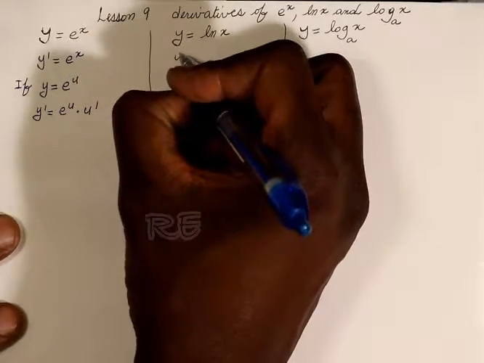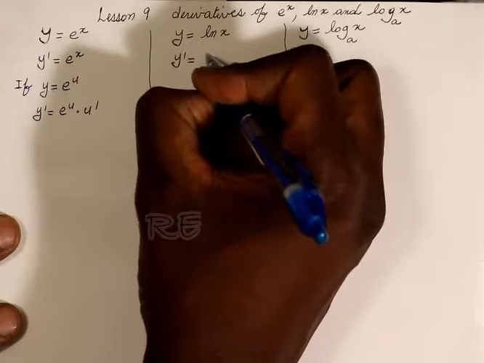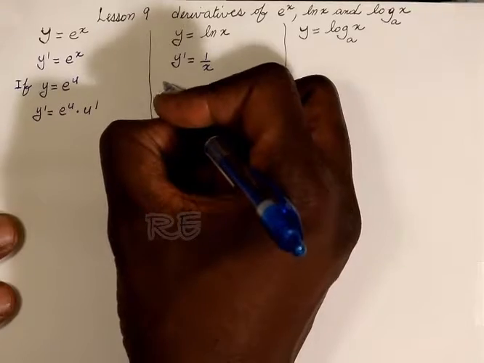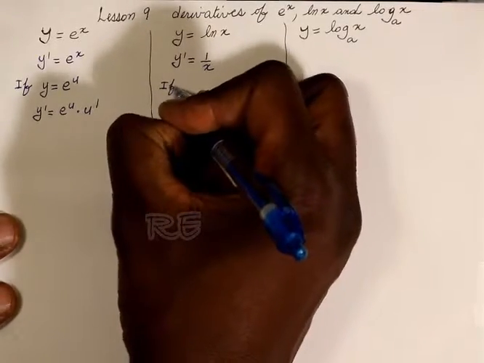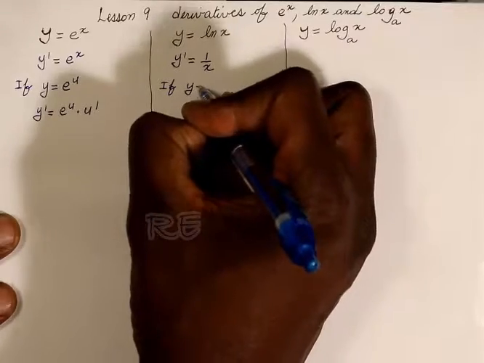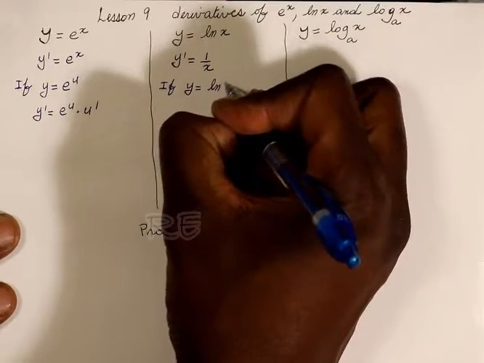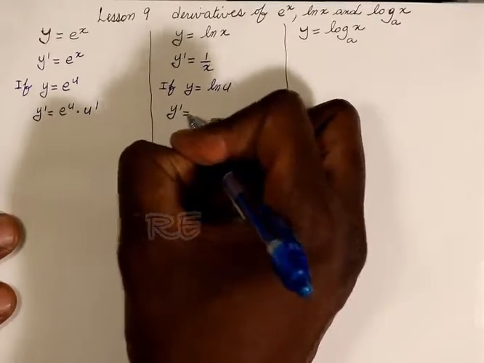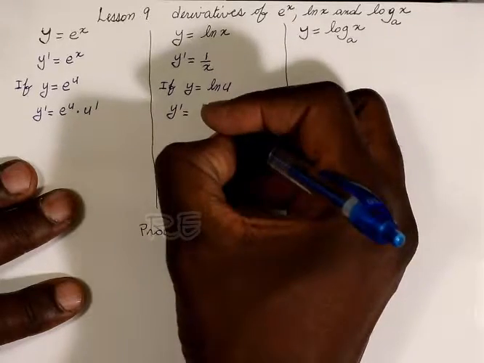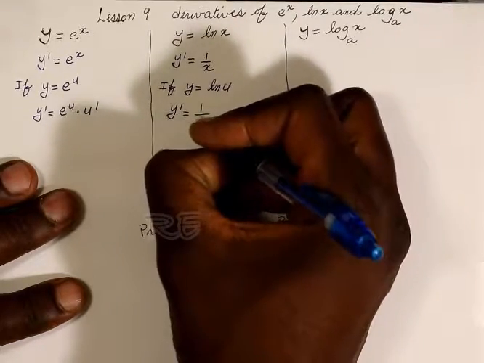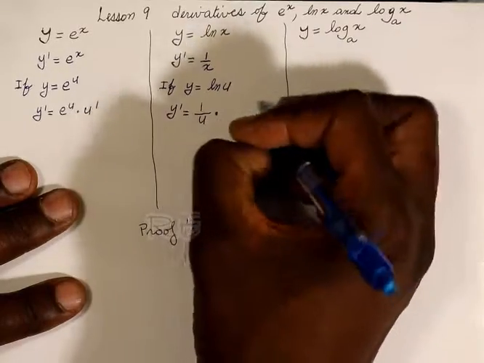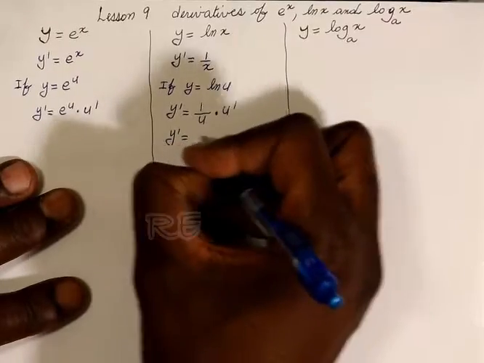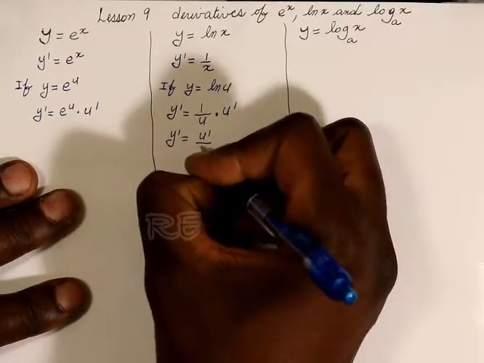For the function y equal to ln x, y prime will be equal to 1 over x. For the composite function y equal to ln u, y prime will be equal to 1 over u multiplied by u prime. So it's basically y prime is equal to u prime over u.